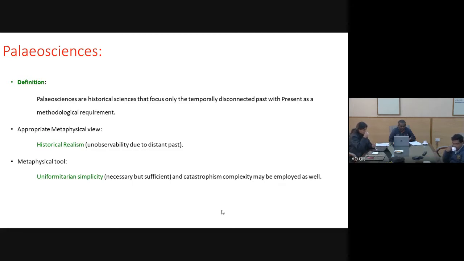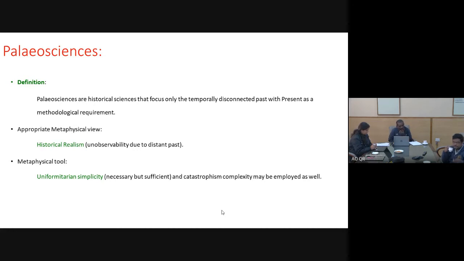Now we are suffering from an unobservability that is due to the distant past. We have never seen a dinosaur, but we study it. So it is historical realism. It has an established metaphysical view and philosophy. So our sciences fit in historical realism. Professor Turner from the USA has established that historical realism.